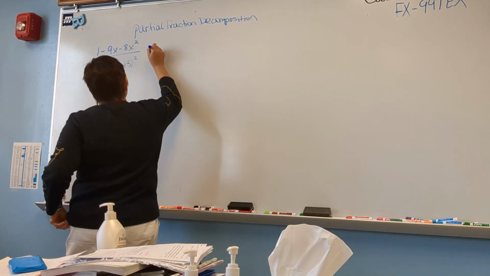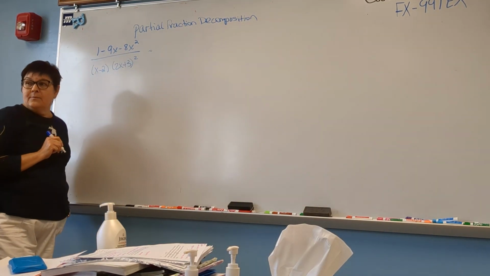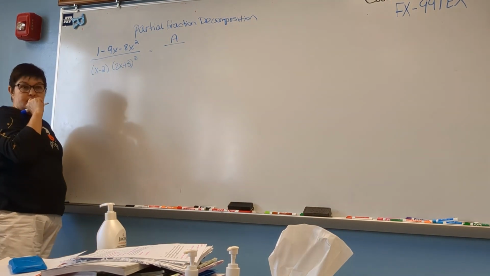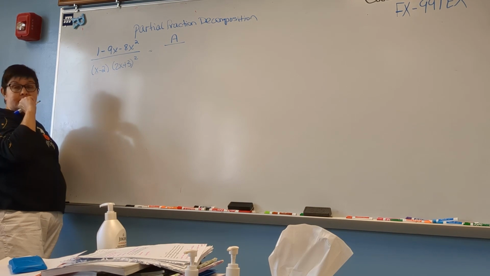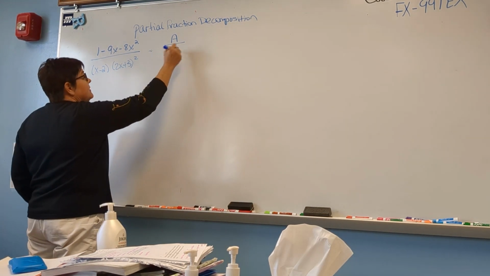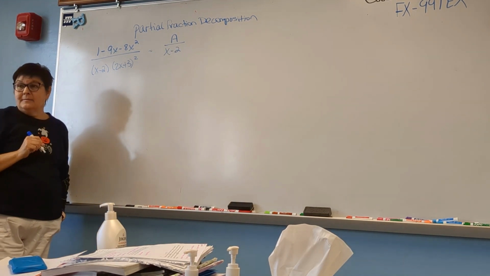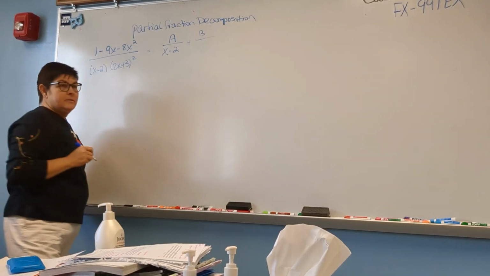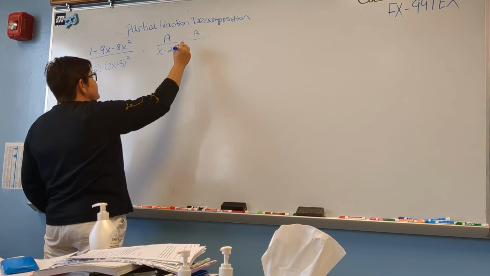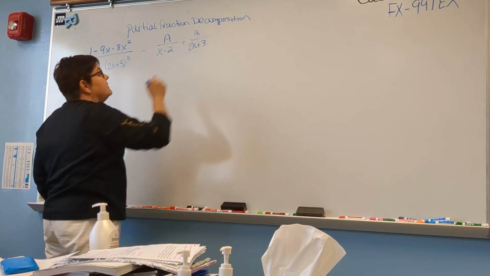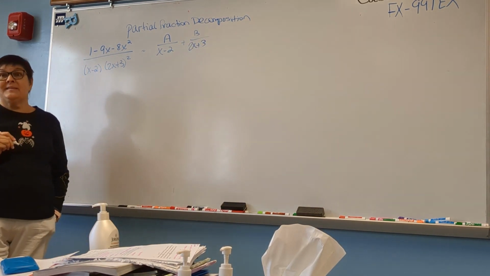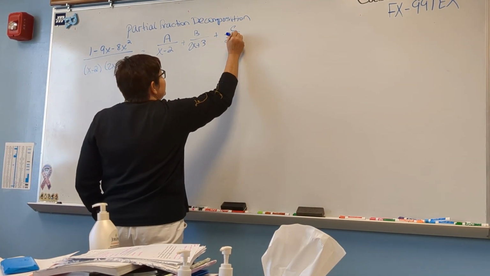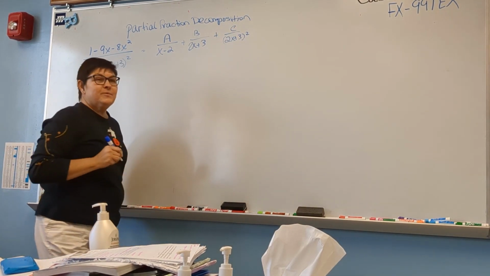So let's rewrite it. Talk to me about rewriting. What do you get for the first guy? A over what? X minus 2. Is everybody okay with that? And what's B over? 2x plus 3. Yeah. And then what's C over? 2x plus 3 squared. Perfect.